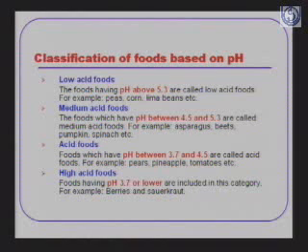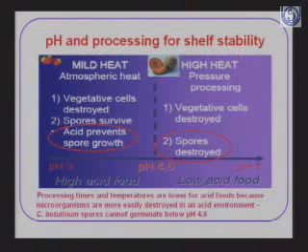Now coming to the classification of foods based on pH. On this basis you can classify the foods into 4 categories, that is low acid foods which have a pH level of above 5.3, and these include corn, lima beans and other vegetables. Then you have medium acid foods which have pH range between 4.5 and 5.3. Then you have acid foods having pH between 3.7 and 4.5, and high acid foods, that is pickles and sauerkraut, which have a pH of less than 3.7.